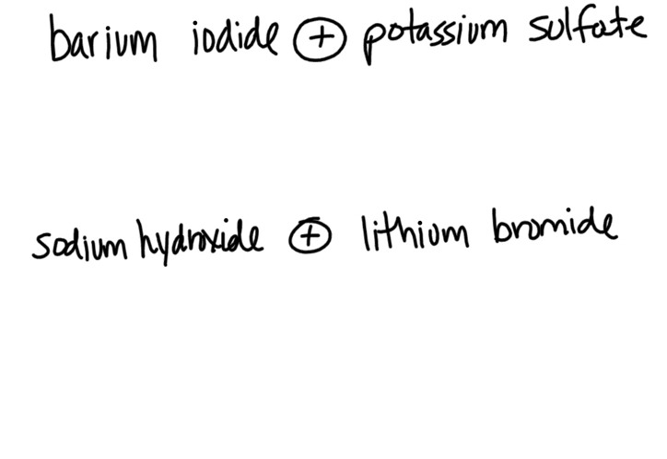So the first one is, if I take barium iodide and I mix it with an aqueous solution of potassium sulfate, what's my reaction? Am I going to have a reaction? What are my products? Okay, same thing with the next one. So, sodium hydroxide with lithium bromide. If I mix those together, what's going to happen? Am I going to form a solid, or am I not going to form a solid? Okay, so I'm pretty much asking, is there going to be a reaction?